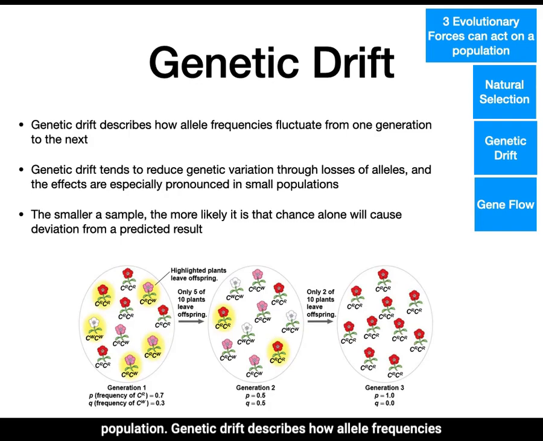Genetic drift describes how allele frequencies fluctuate unpredictably from one generation to the next. If selection is deterministic, drift is chaotic. Genetic drift tends to reduce genetic variation through losses of alleles, and the effects are especially pronounced in small populations. The smaller a sample, the more likely it is that chance alone will cause a deviation from the predicted result.